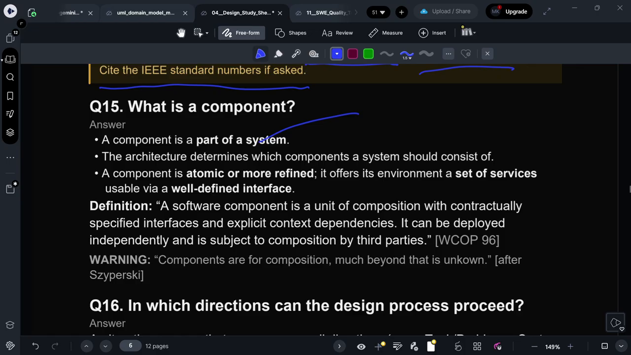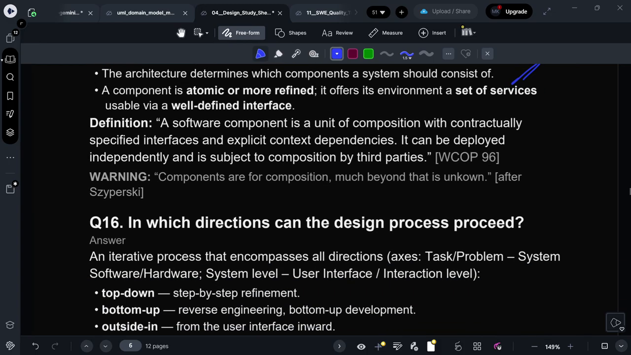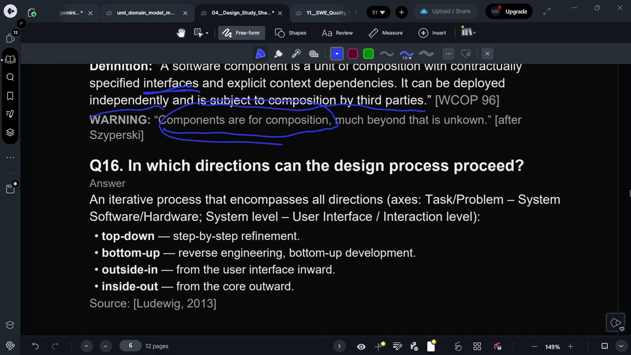It offers its environment a set of services usable via a well-defined interface. And then we have a definition. A software component is a unit of composition with contractually specified interfaces and explicit content dependencies. It can be deployed independently and is subject to composition by third parties. And then we have a warning that components are for composition. Much beyond that is unknown.